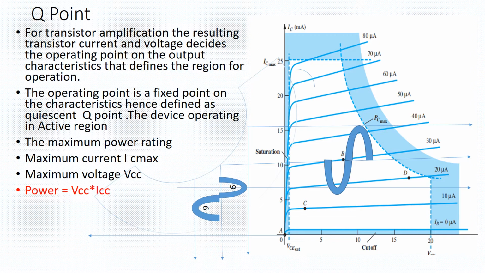Now consider this B point, which is in the active region. If we plot a load line, the maximum voltage that can be driven by the common emitter configuration is 15 volts, and we plot a line passing through it at the maximum current of 25 milliamperes. So the Q point is certainly in the active region.